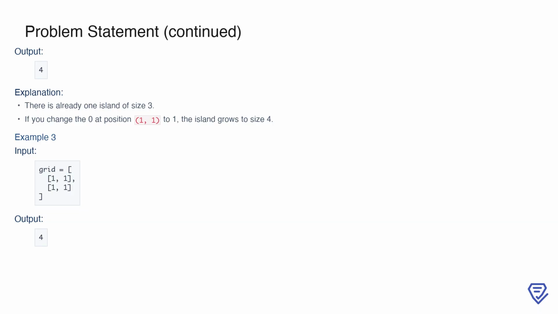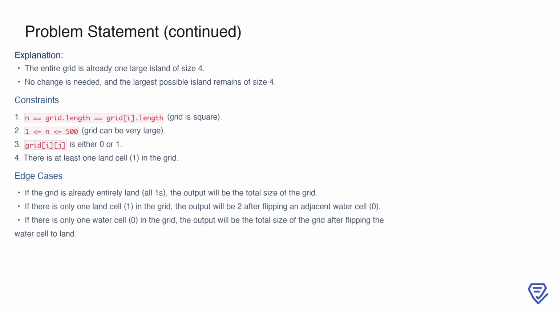The third example demonstrates a scenario where the entire grid is already land, forming one large island of size 4. Since there are no water cells to flip, no change is needed, and the largest possible island remains the same size, which is 4.